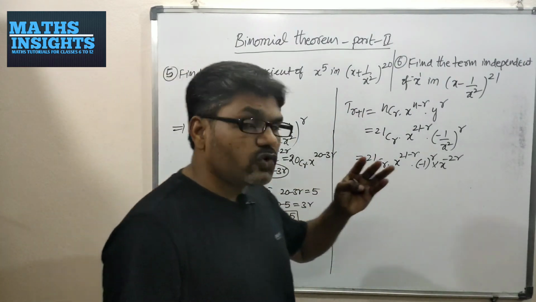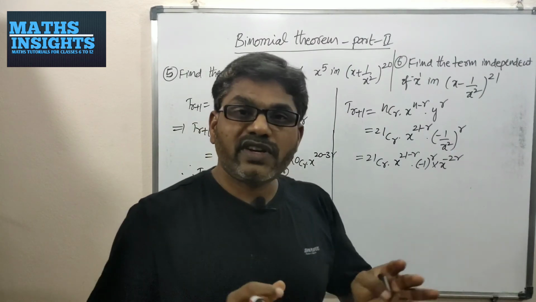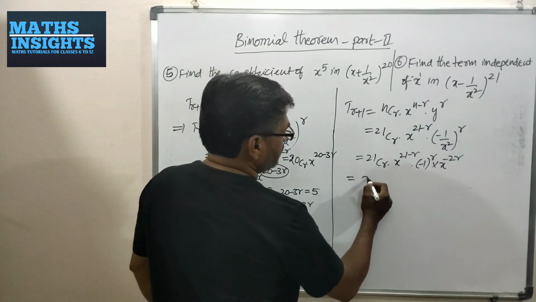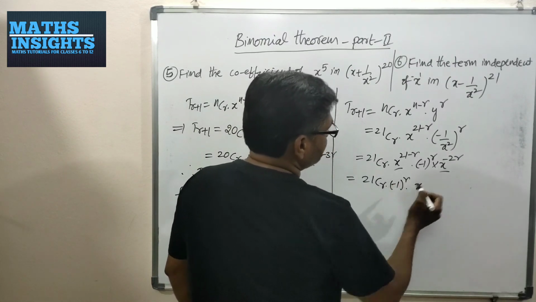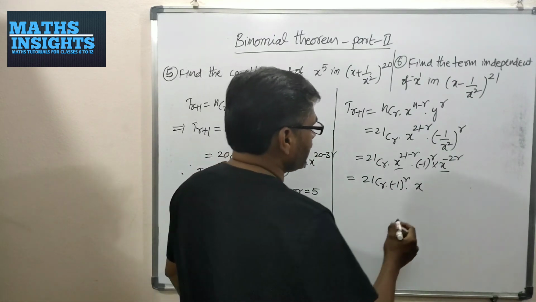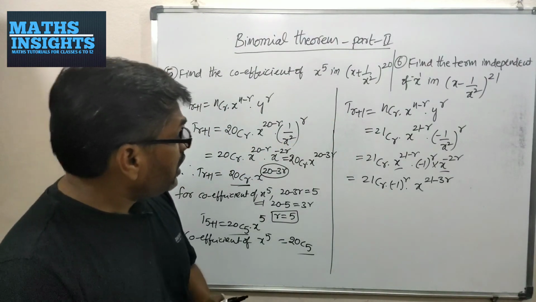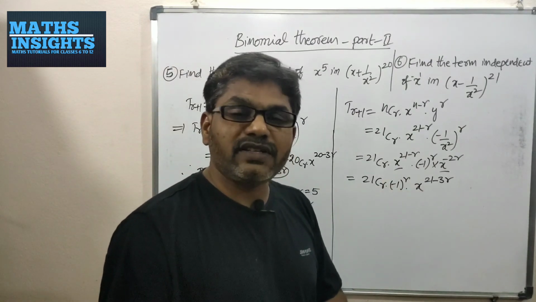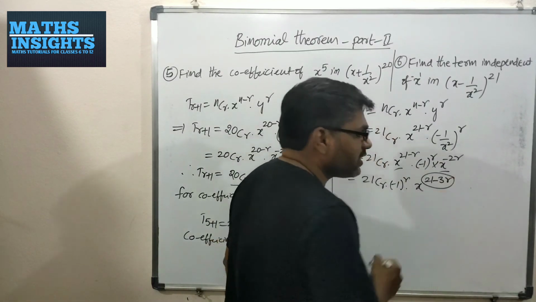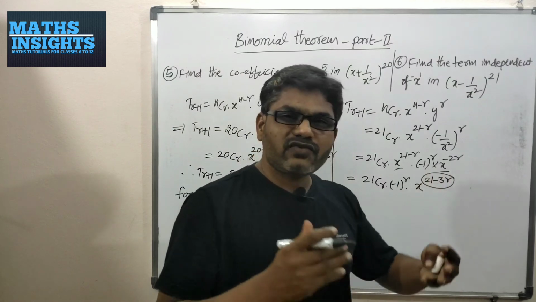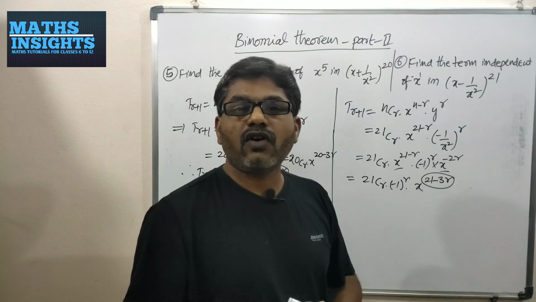What I said, if you want the coefficient of any variable, that variable should be written at one place. In this case, 21Cr into minus 1 whole power r into x. This x has the same base, therefore I am adding the exponents: 21 minus 3r. So I want the term independent of x, which means there should not be x in the term, which means this value should become 0. Then x power 0 is 1, x will disappear, and that will become the term independent of x.